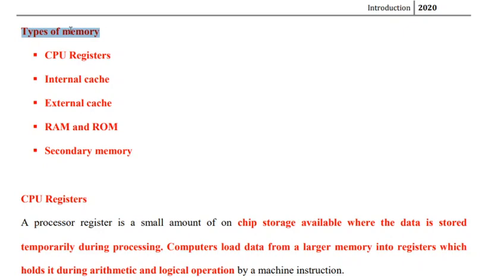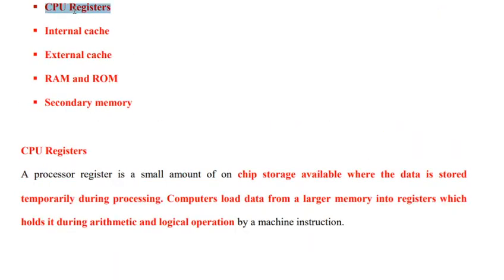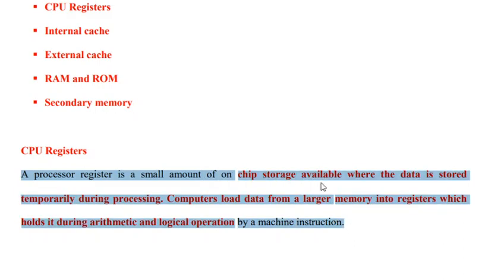Now let us try to understand different types of memory and their utility. The first type of memory that we have is called CPU registers. CPU registers are an example of on-chip memory. A processor register is a small amount of on-chip storage where the data is stored temporarily during processing. The computer loads data from larger memory into a register, which holds it during arithmetic and logical operations during the execution of a machine instruction cycle. So, this is the role of CPU registers.